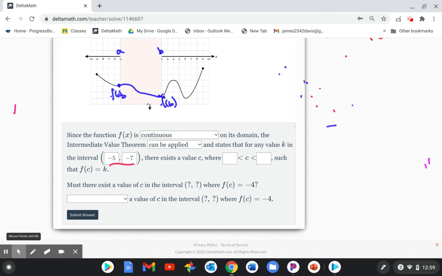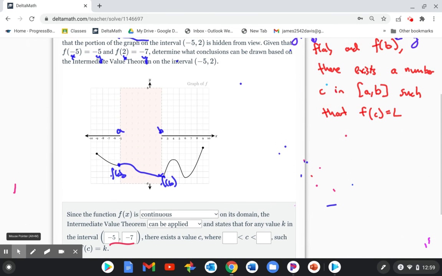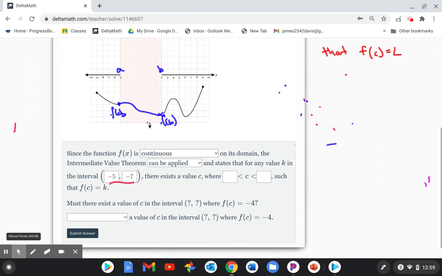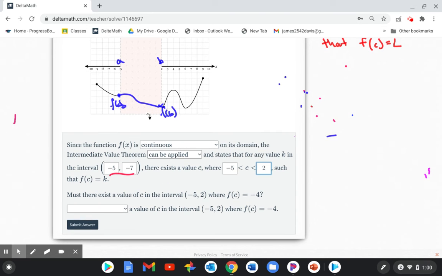All right, there exists a value c. This is where we put c as x value, so we're just going to put our a and our b from -5 to 2, such that f of c equals k. So again, this is a question: must there exist a value between -5 and 2 such that f of c equals -4? In other words, the question you want to ask is, is this number in that interval? Is it in it?